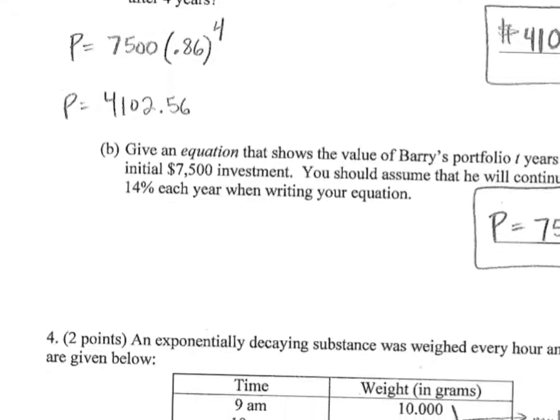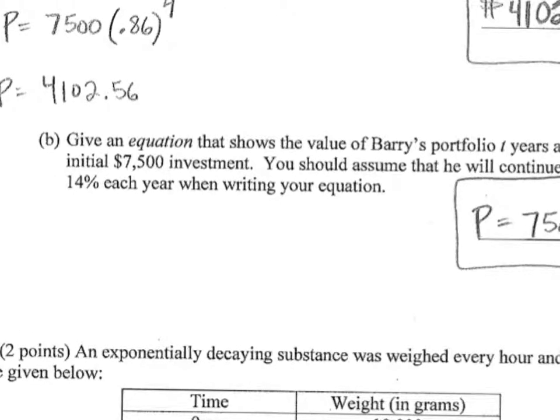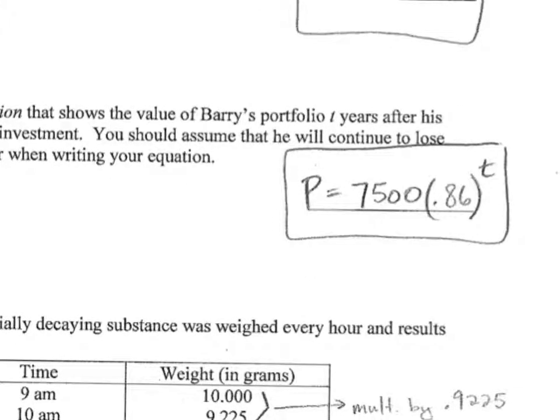For the second part, it's simply asking us to take this data and translate it into an equation so that if he continues to lose 14% each year, we'd have some type of equation that we could plug values for t into. So it's really not a big change. All I'm doing is keeping an input here as opposed to having a specific value.